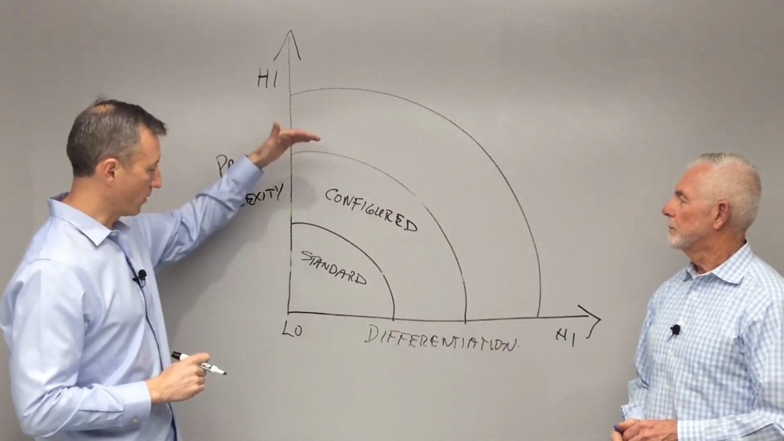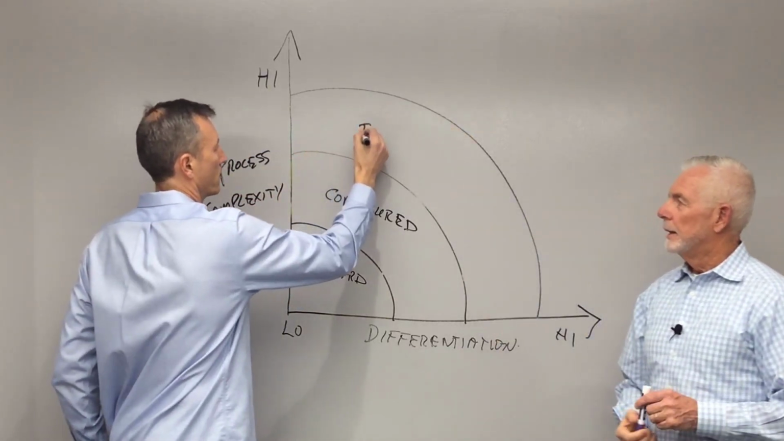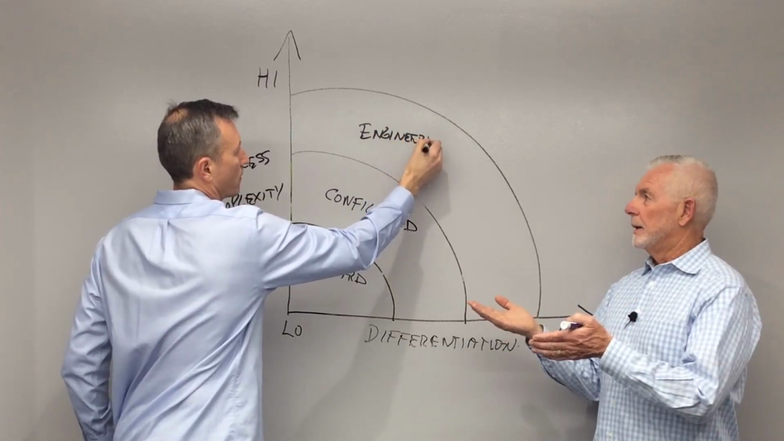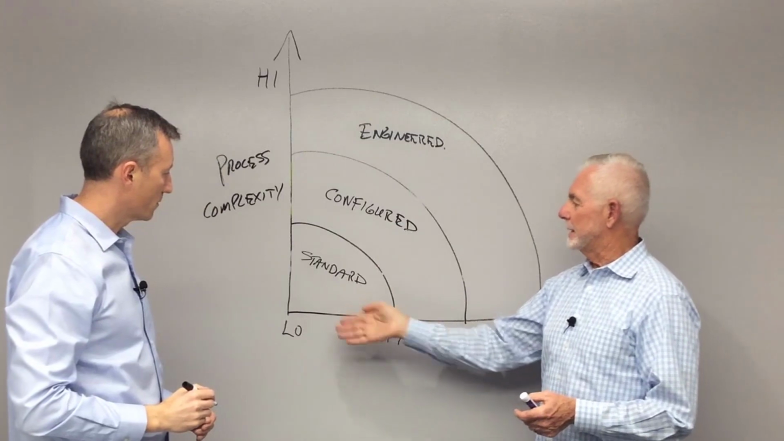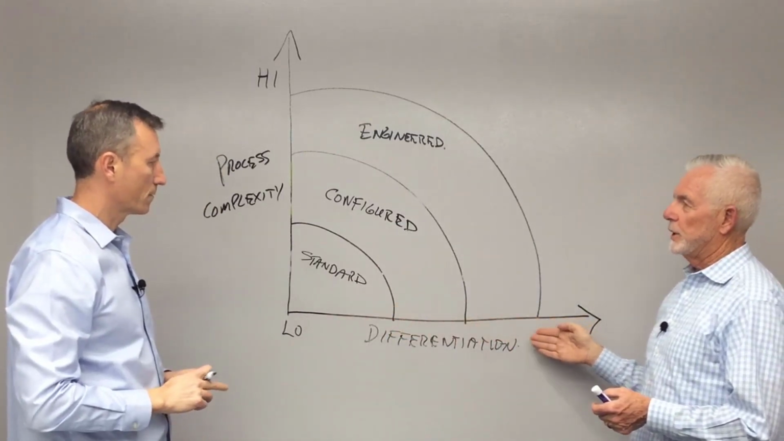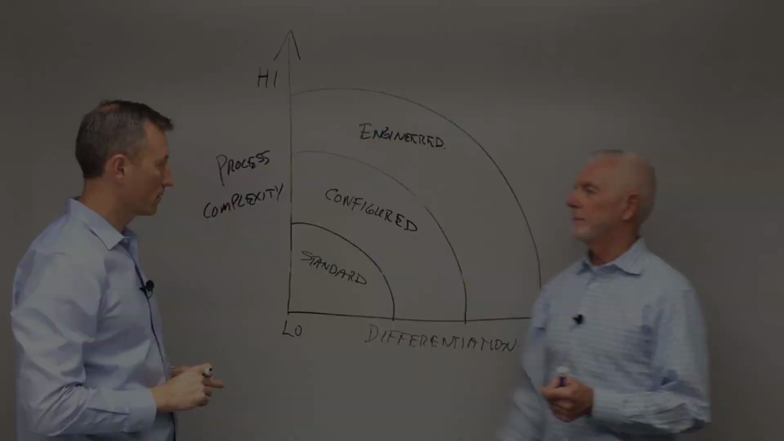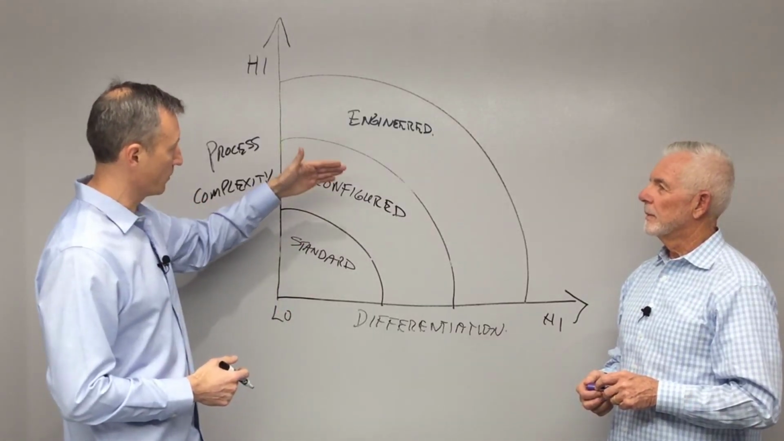Okay, and then our final level is? Final level is engineered to order. And in this case, we're adding a lot of engineering value add. We'll talk more about the types of products that fall into that category. But obviously, as you've gotten out to very differentiated products with a lot of design in them, your process complexity has gone up. So Mike, now that we've looked at the model itself, can you give us an example of a product in each one of these categories?